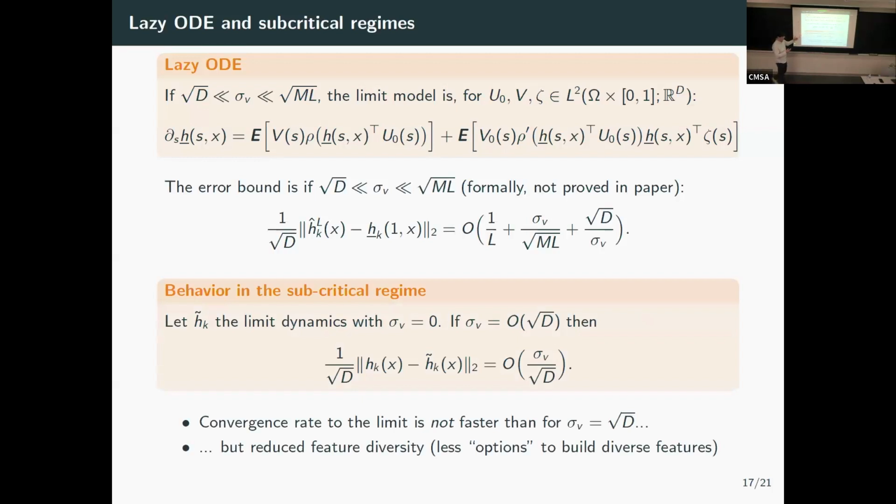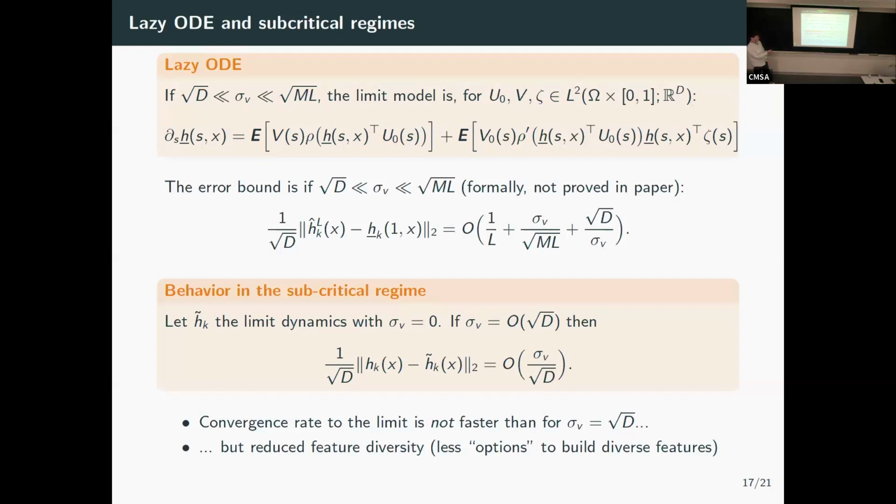Here, this is if I am before the critical regime. So if sigma v is smaller than square root d, we might wonder if it's a good choice. What we can see from the analysis is that as d goes large, you get exactly the same dynamics as if you had initialized sigma v with 0. And here, there's clearly a loss of feature diversity, like if you initialize the output weights of each ResNet block with 0. If you're not at the critical scale sigma v equal square root d, then you will eventually be equivalent to having initialized at 0. So that's why it's important to be exactly at this criticality scale.